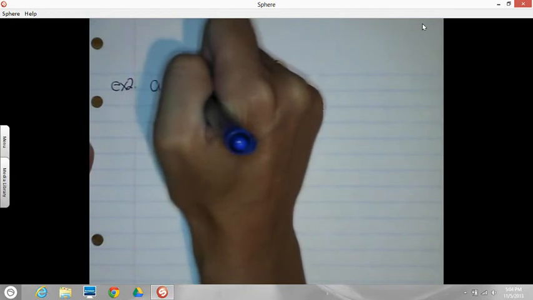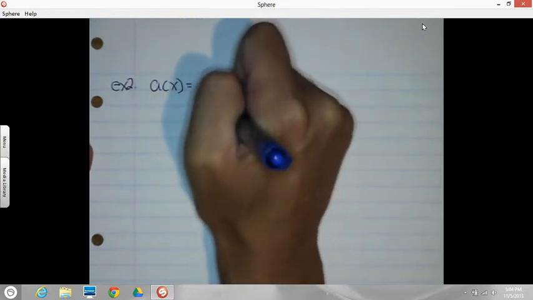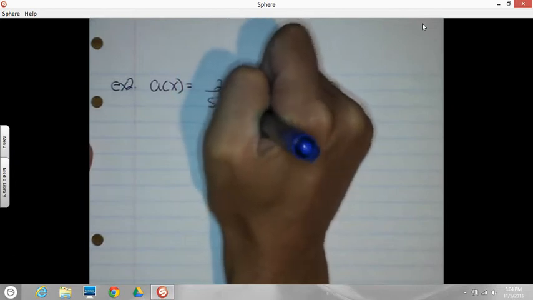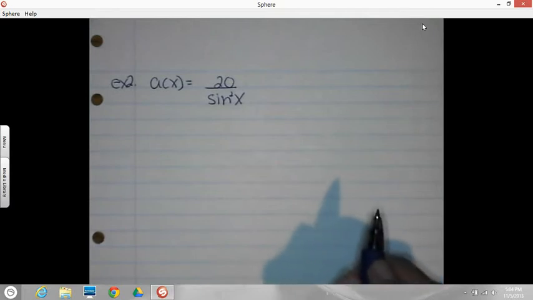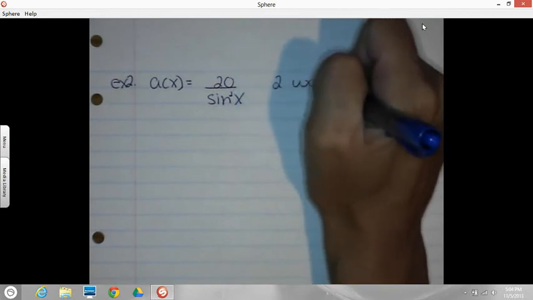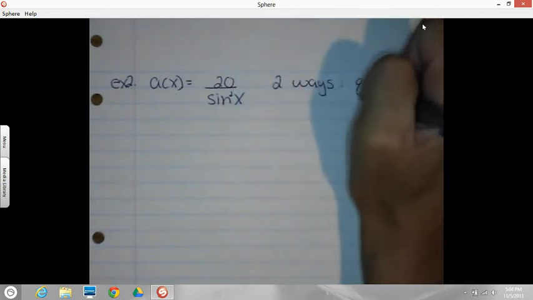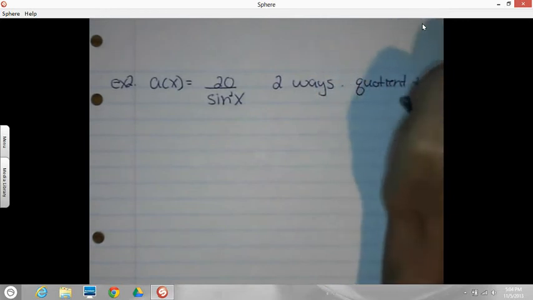Number 2, we've got a of x equals 20 over sine squared x. Again, 2 ways. We want a derivative, a quotient rule, and a product rule again. 2 ways. Quotient and product.